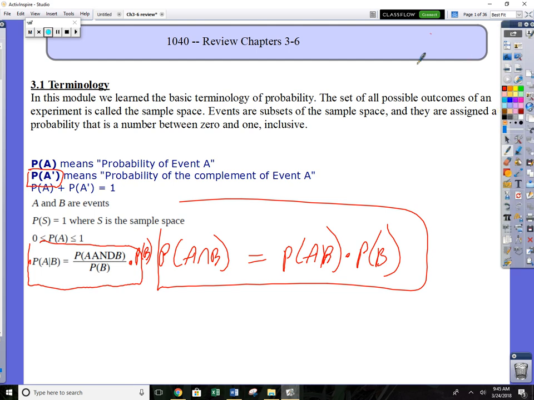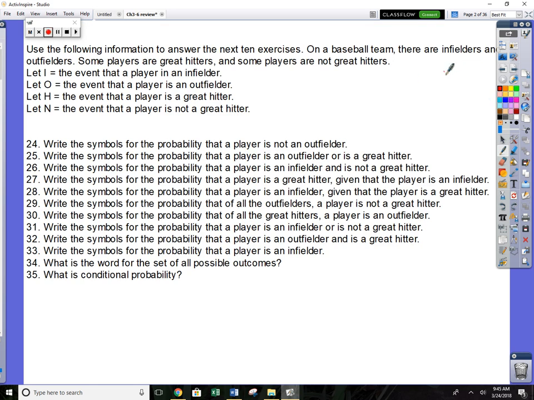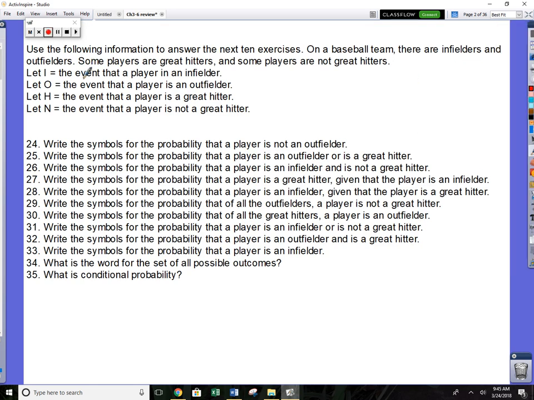Okay, so here we go. 3.1. Let's do all of chapter 3. Okay. So these are from your textbook. So these are the homework. I just picked a handful of homework assignments that are really good from the text. So 3.1, if you go through 24, 27, we'll go through a few of them.